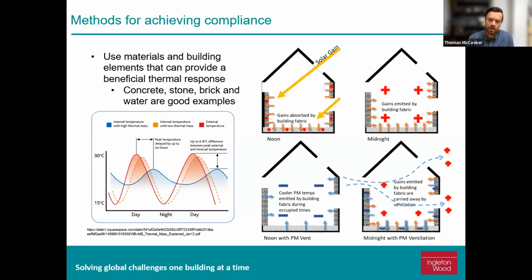So utilizing thermal mass or a thermally responsive material can have a dramatic effect, as we can see here on the left. The red line is the external temperature. The orange line is a predicted internal temperature with a lightweight construction, and that blue wavy line is the predicted internal temperature with high thermal mass. As you can see, that thermal mass just regulates that temperature.